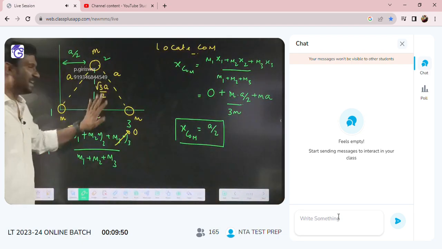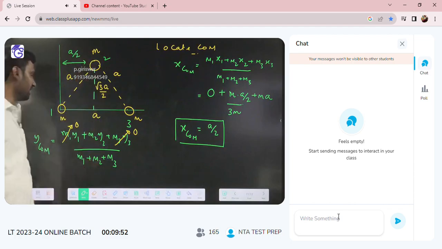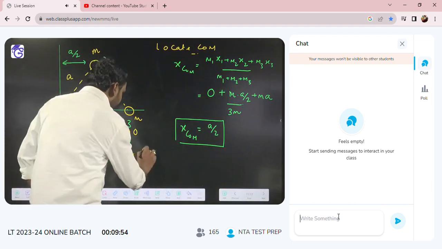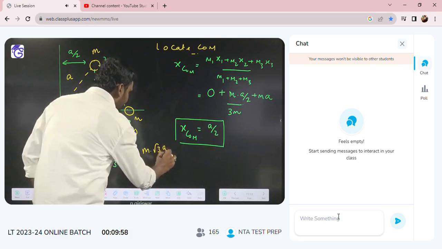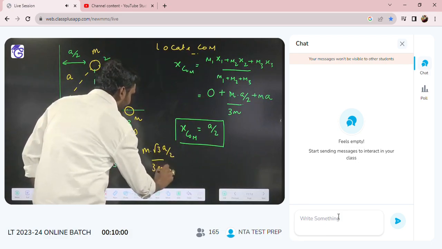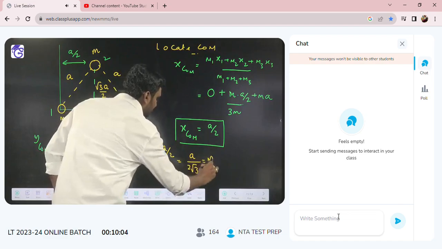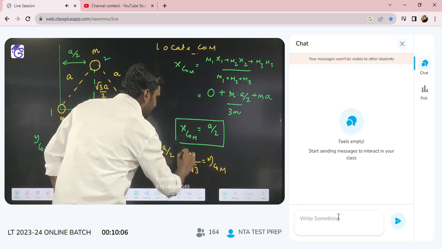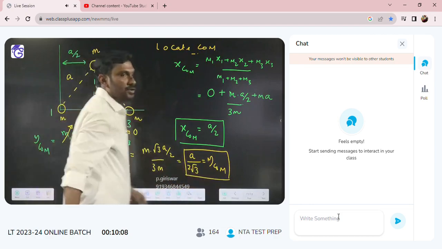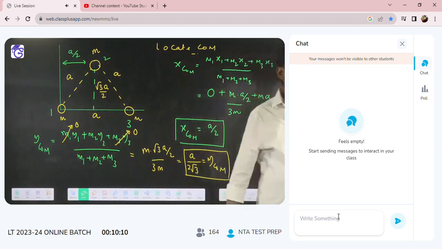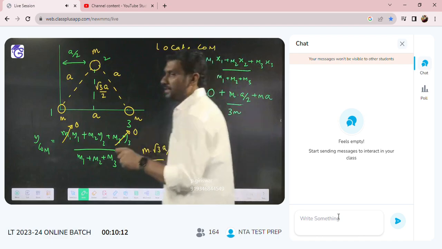So root 3 a by 2 is the height. This is the y coordinate. So we'll substitute. We get m into root 3 a by 2 divided by 3m. So we get a by 2 root 3. This is Y center of mass. So X center of mass is equal to a by 2, and Y center of mass is equal to a by 2 root 3.